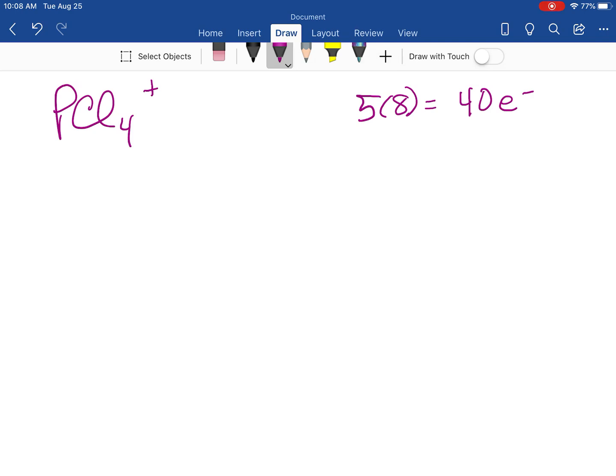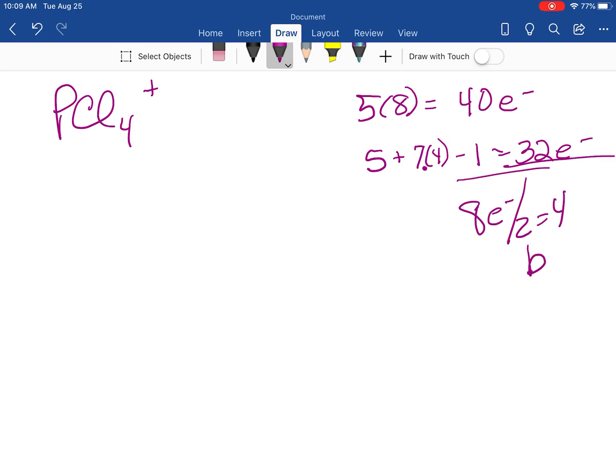Valence electron speaking, let's see. Phosphorus has 5 valence electrons. Each chlorine has 7 valence electrons, and there's 4 of those. And then we have a positive charge, so we're going to take one of those away. And so 7 times 4 is 28, and 5 is 33, minus 1 is 32 electrons. So 40 minus 32, 8 electrons divided by 2, we need 4 bonds. Phosphorus is definitely my least electronegative element.